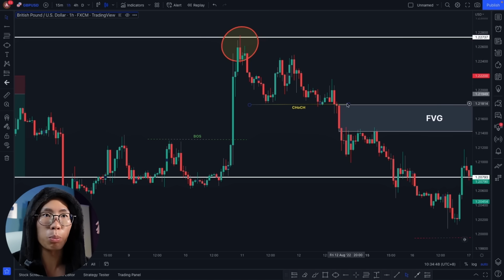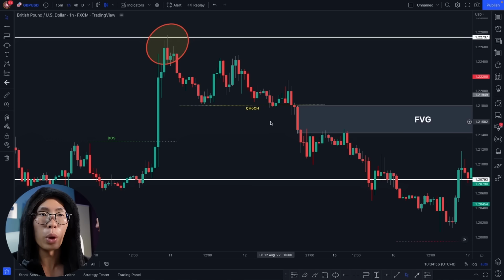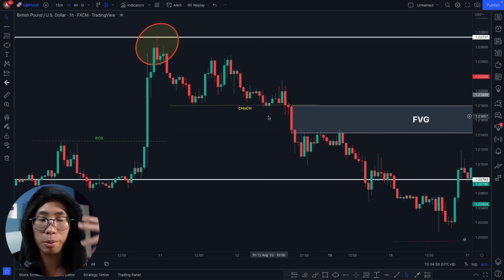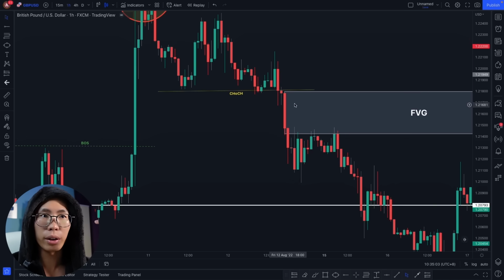And right now, price has broken this last higher low. So once price has broken this last higher low, it gave us a change of character. When price gave us a change of character, next step is to look for a fair value gap. And I can see a fair value gap right here, this big red candle here. And you can see the price went up to retest it.